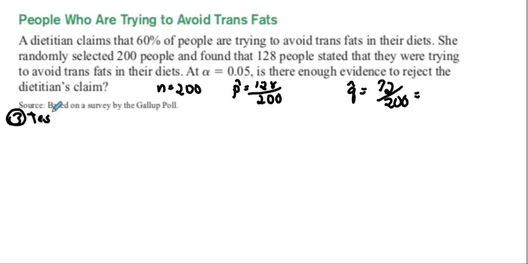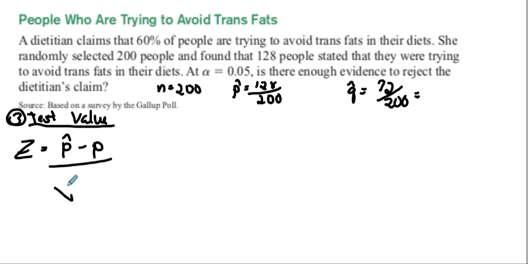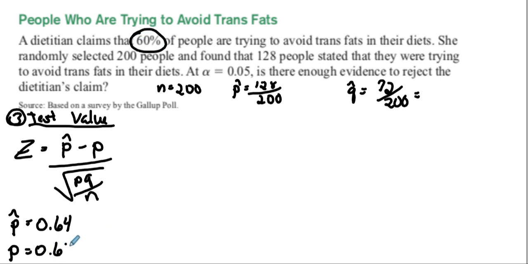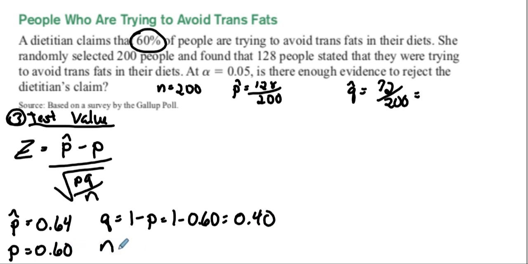Okay, for step 4, we're going to find our test value using the formula: z test value is equal to p hat minus p, divided by the square root of p times q divided by n. So let's look. P hat, if I change that to a decimal, would be 0.64. P we identify from our null hypothesis, which is 0.60. Q is 1 minus p, so that will give us 0.40. And n is our sample size of 200.